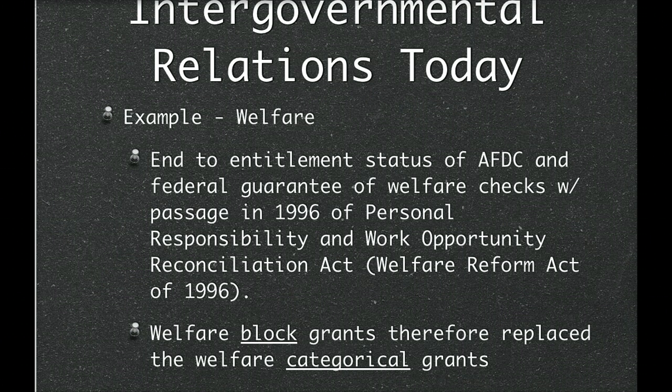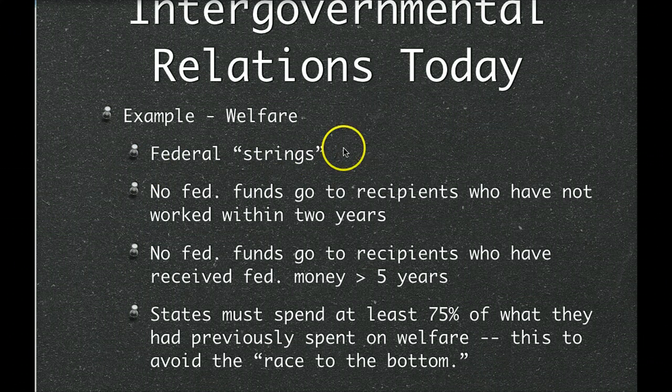And there were a number of changes in the law. So the federal strings were reduced, but as we see down here at the bottom, there was a federal string involved in that states must spend at least 75% of what they had previously spent on welfare before the law was introduced. And so that meant that there was no race to the bottom. But the big changes were that no federal funds would go to recipients who had not worked within 2 years. And that meant long time welfare recipients would get nothing more, theoretically.